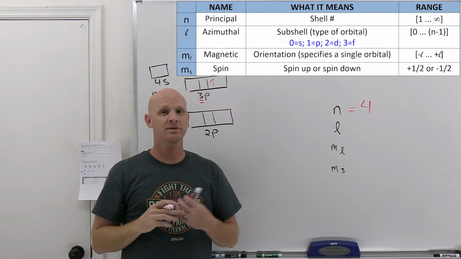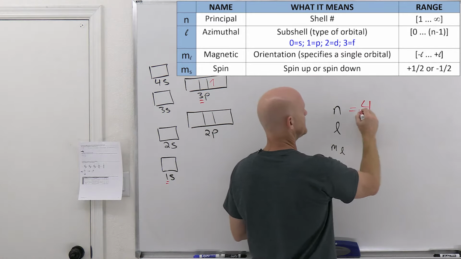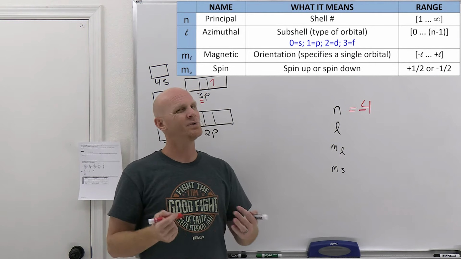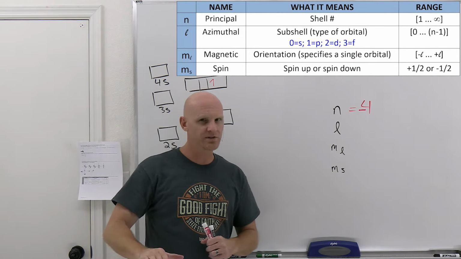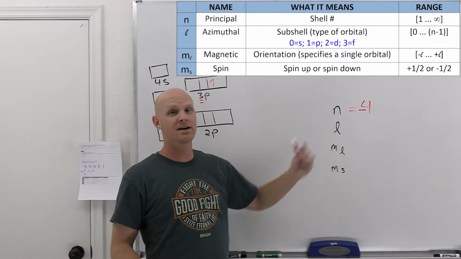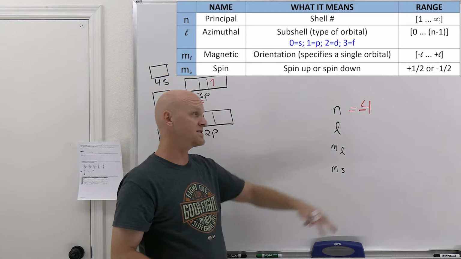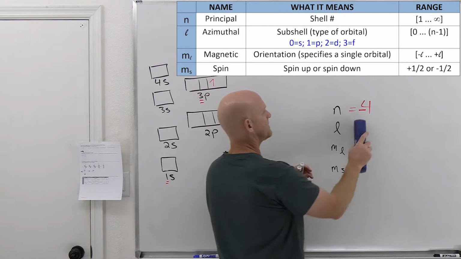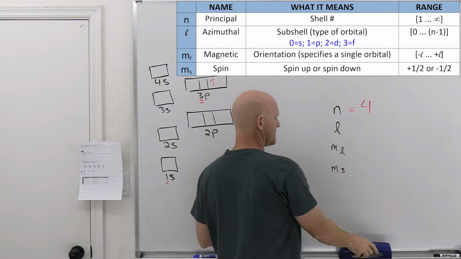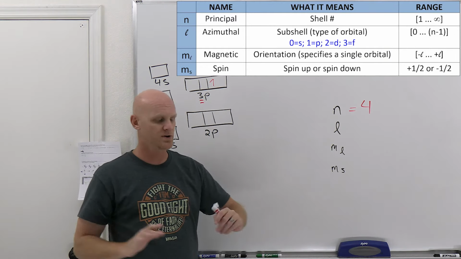Is that possible? Yes. But what if I told you it was n equals -4? Well, again, n only takes on a range of values from 1 at the lowest up to infinity. It can't be a negative number. So whatever else we fill in for L, M sub L, and M sub S, this would not be a possible set of quantum numbers. But as long as I just said n equals plain old 4, +4, okay, so far so good.